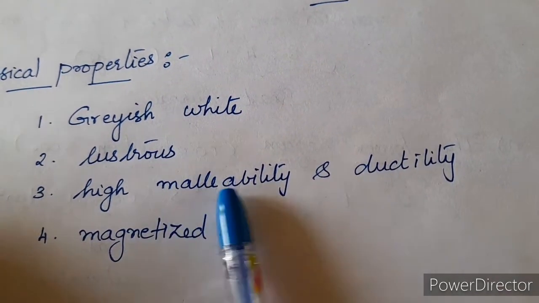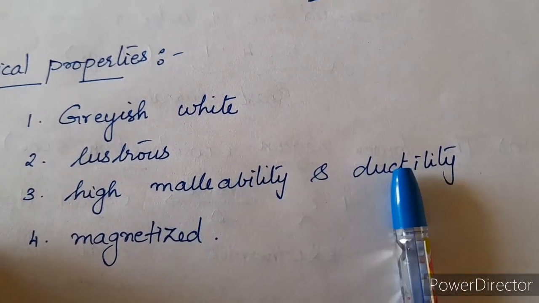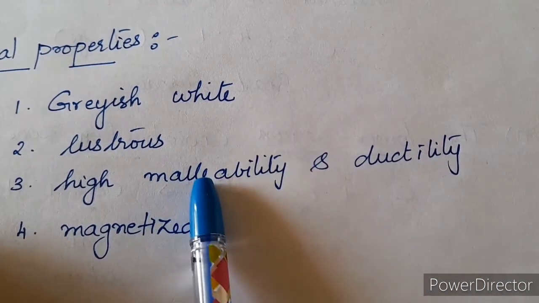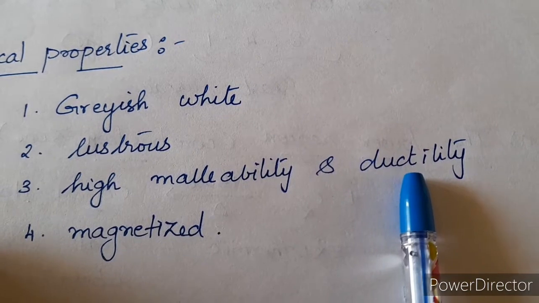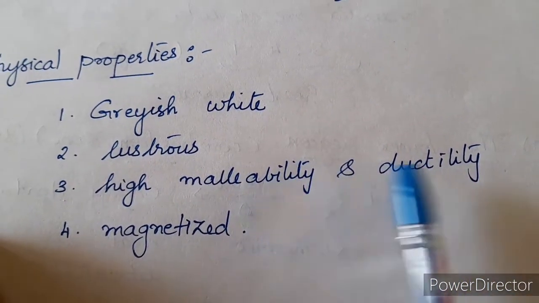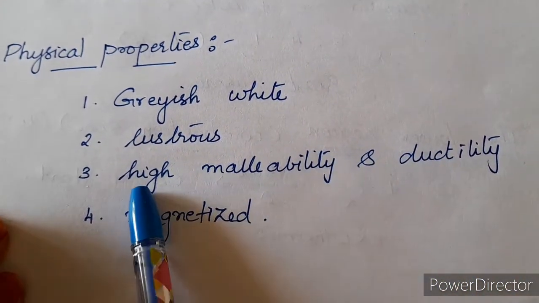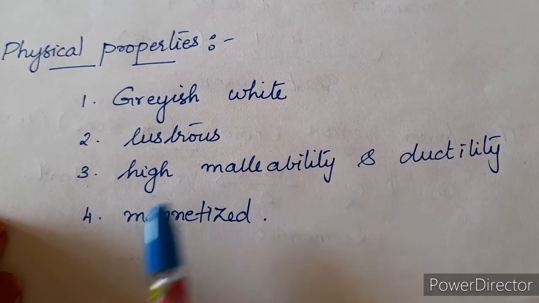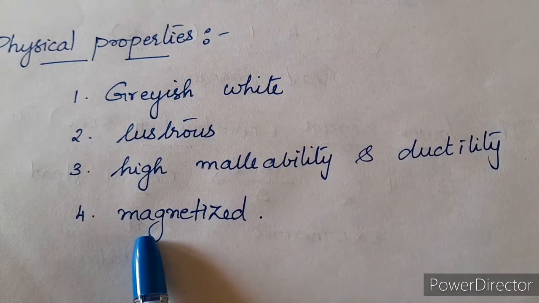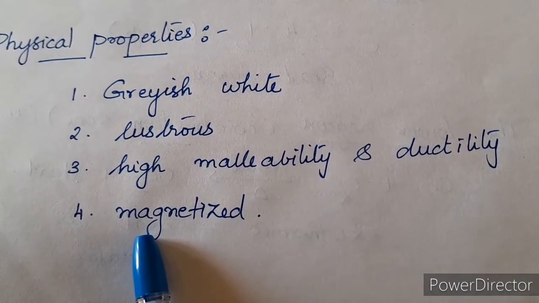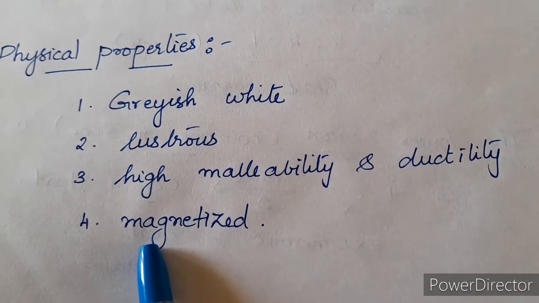Iron wires. So those properties are called malleability and ductility. It can be made into iron sheets, and ductility in the sense it can be made into thin wires. Iron wires are available, isn't it? So this property is called malleability and ductility. It has high malleability and ductility, and it is magnetic. Of course it is magnetic. It gets attracted towards the magnet. So these are the physical properties of iron.